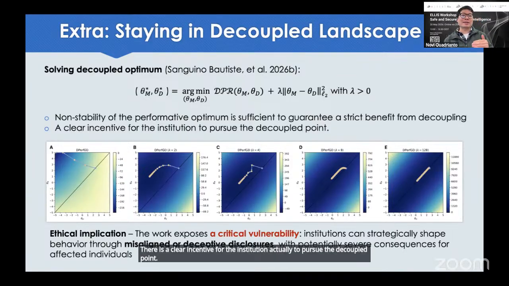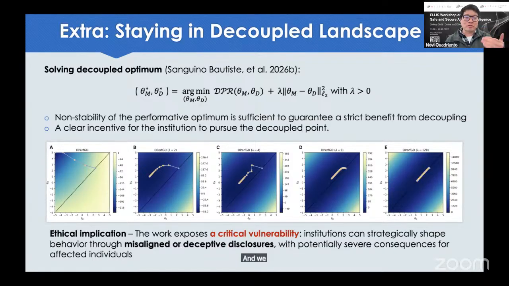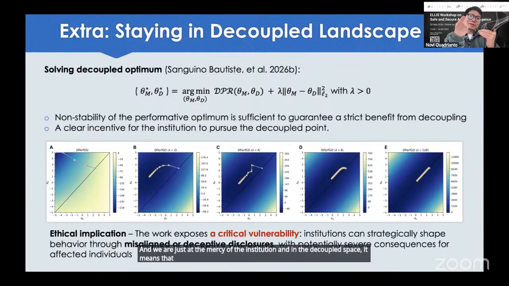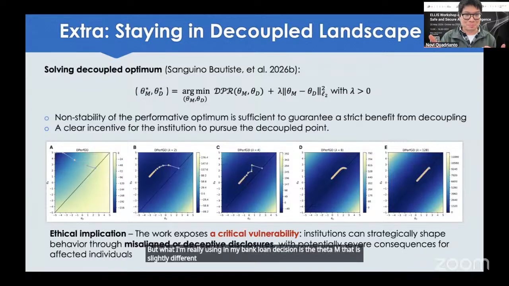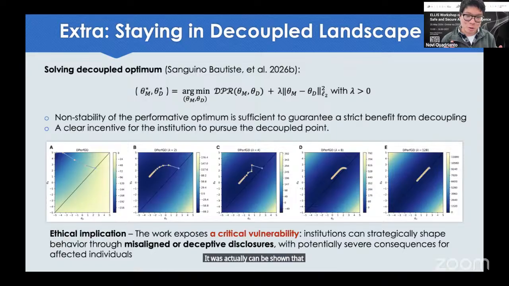This is to highlight that the institution has all the powers and we are just at the mercy of the institution. And in the decoupled space, it means that the institution says to the population, I'm deploying this kind of model. You can play around with that particular model. That's the theta D. But what I'm really using in my bank loan decision is the theta M, which is slightly different from theta D. It can actually be shown that this is beneficial to the institution.